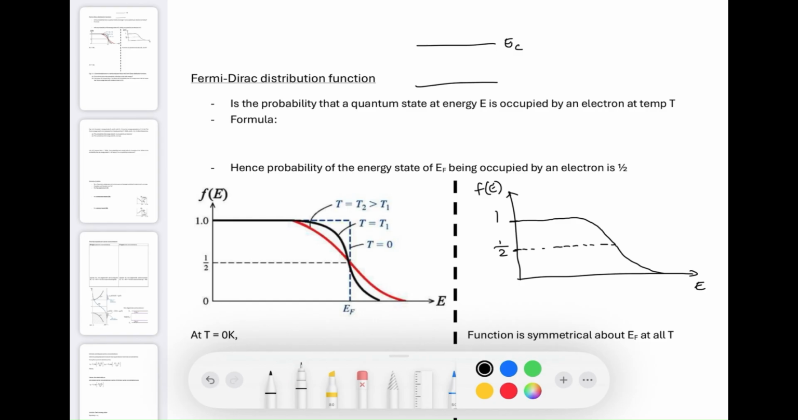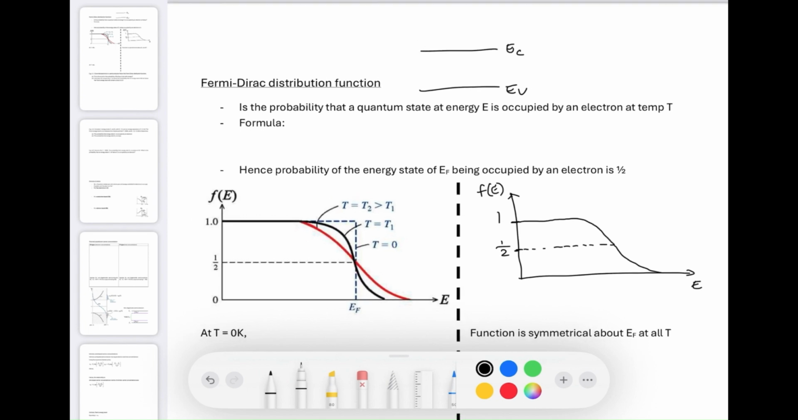We know that a semiconductor has an energy band diagram like this. There's a conduction band and a valence band, and there are many possible quantum states here, each of different energies. The Fermi-Dirac distribution function shows the probability that any of these states, let's say this point here, is occupied by an electron. And of course, this also depends on temperature.